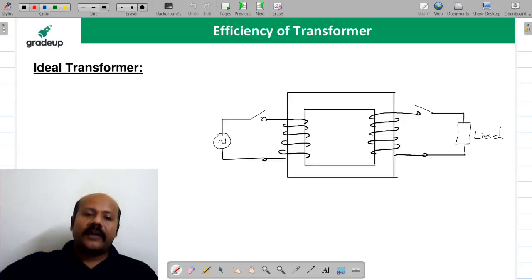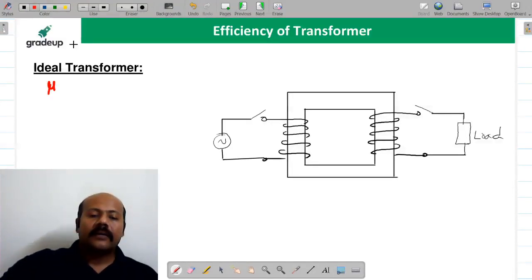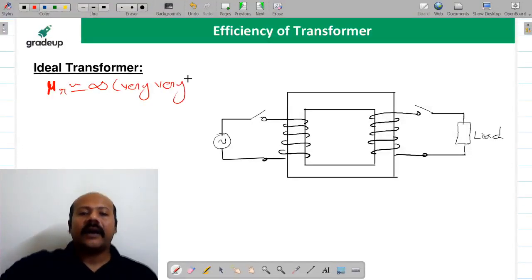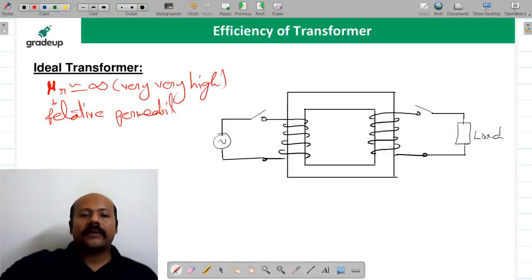Now please try to understand, for an ideal transformer, the most important thing we are saying is that mu r, the relative permeability, is going to be almost infinite, very, very high.